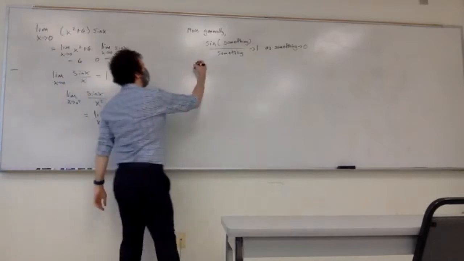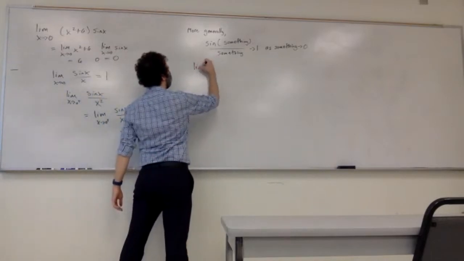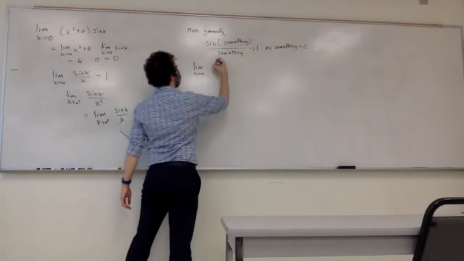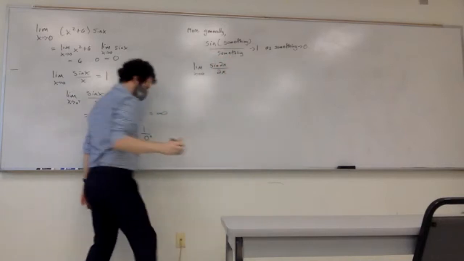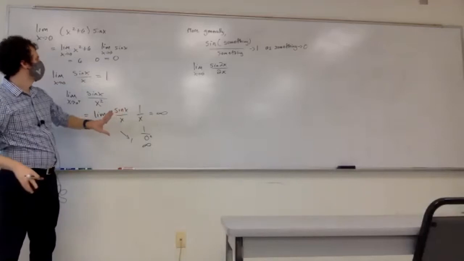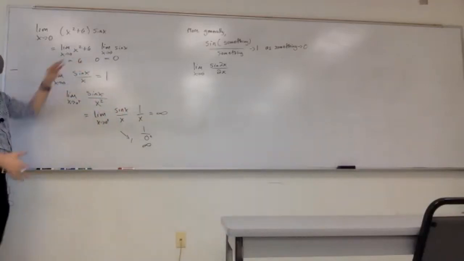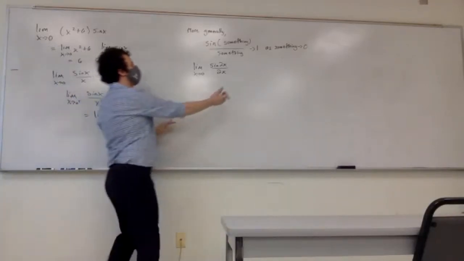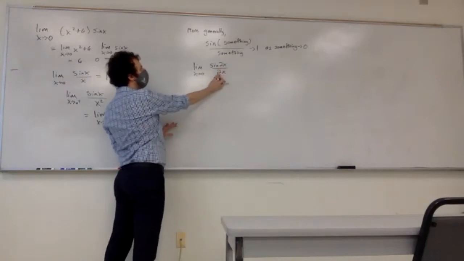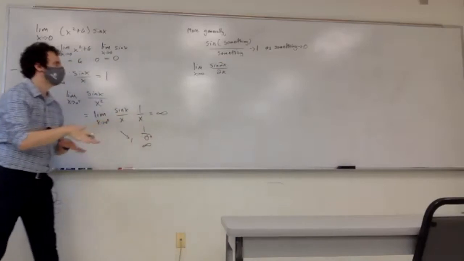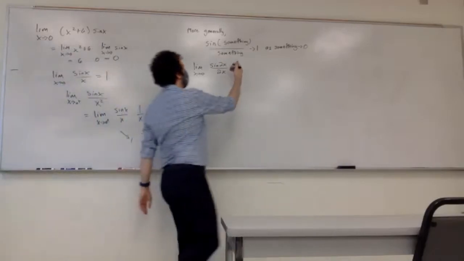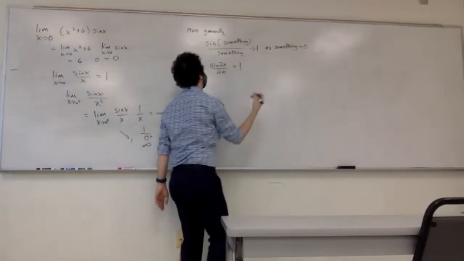So that means that if I write something like this, the limit as x goes to 0 of sine of 2x over 2x. This is not literally this limit, but it's the same kind. The same thing is in sine as in the denominator, and if x goes to 0, 2x also goes to 0. So this limit is 1.